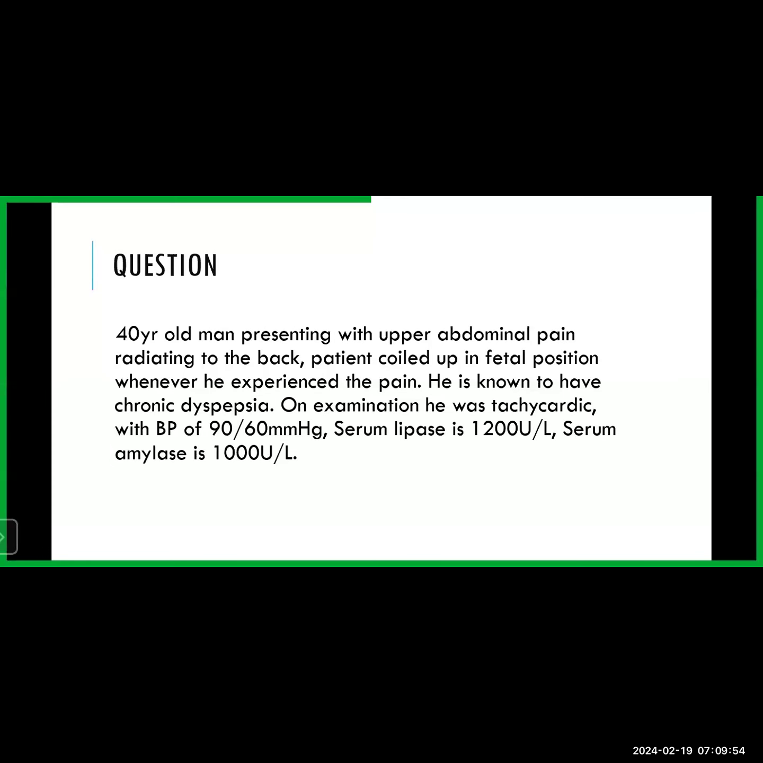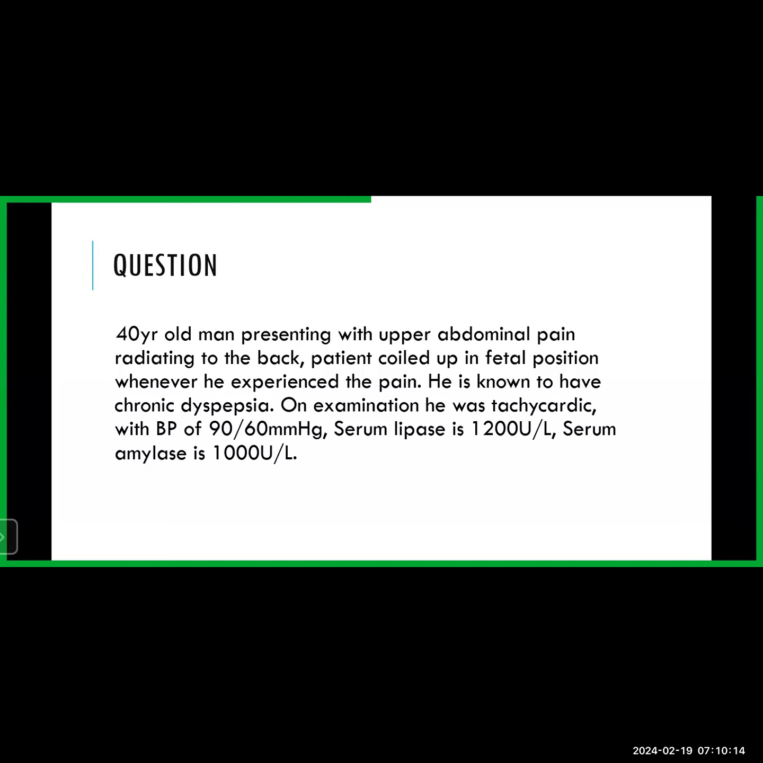A 40-year-old man presenting with upper abdominal pain radiating to the back. Patient curled up in fetal position whenever he experienced the pain. He is known to have chronic dyspepsia. On examination, he was tachycardic with blood pressure of 90/60 millimeters of mercury.